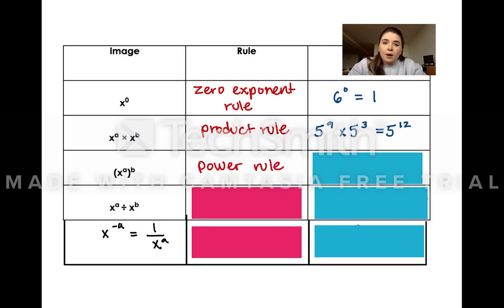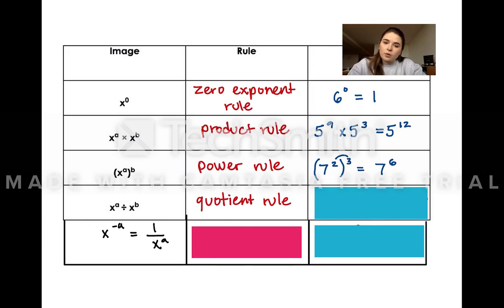The next rule is the power rule. I use the power rule when I have a power, so in this case x to the a, taken to another power. In order to simplify it into one term, I multiply the powers together. So in my example here, I have 7 squared to the 3rd power, and I multiply 3 times 2 to get 7 to the 6th power.